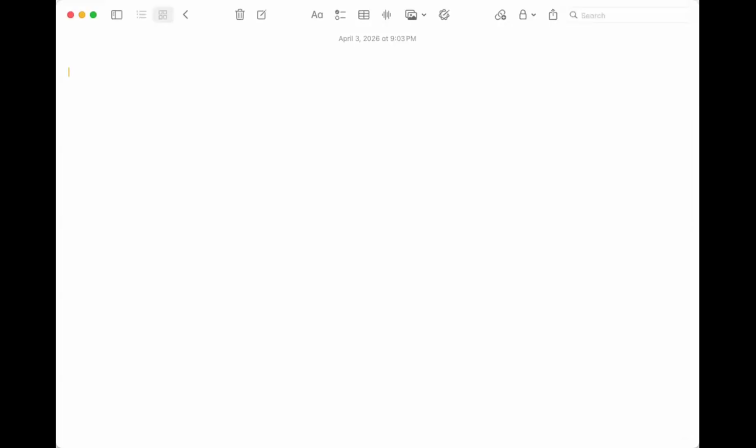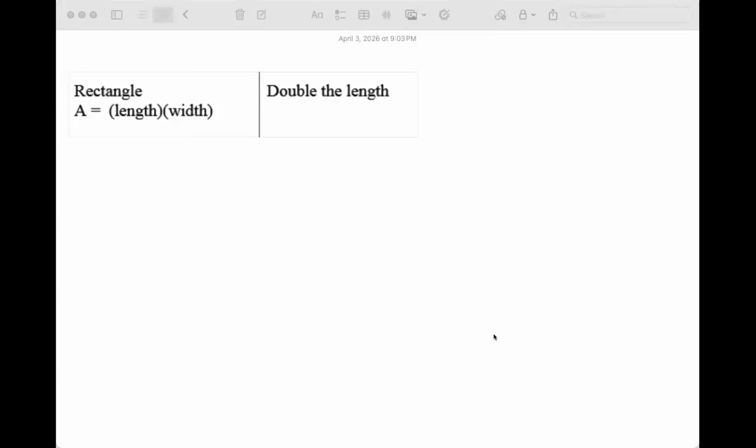Now, let's say I have a rectangle. If you double the length, what happens? I have a rectangle and I double the length. What is the effect on area? Who can tell me the effect on area? It doubles. Good job. So LW becomes 2 times LW, correct?